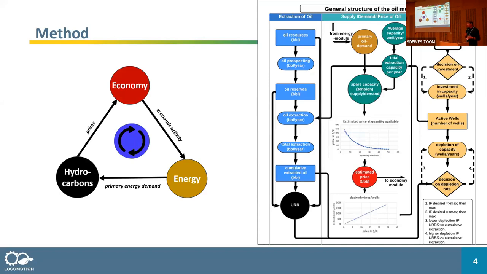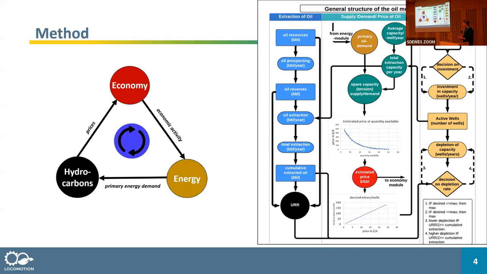I cannot explain all the details of the LOCOMOTION model. That would be too much. My colleague Ilya already mentioned that we have a website with material available if you're interested in other submodules. There are different deliverables that describe exactly what kind of data went into the model, what kind of validation took place, and what kind of calibration we used. That's why I will focus only on describing what I did in the fossil fuel model.